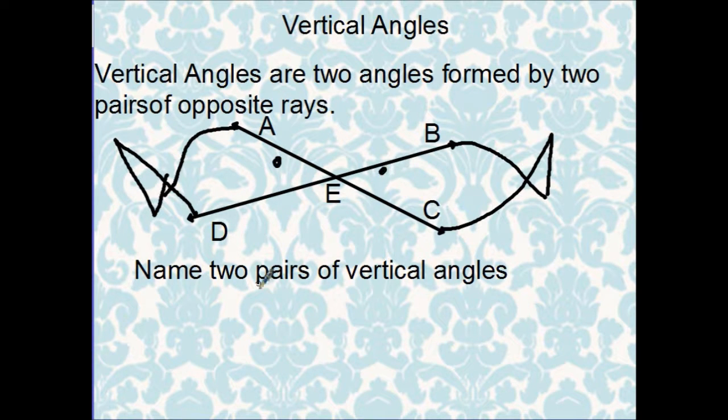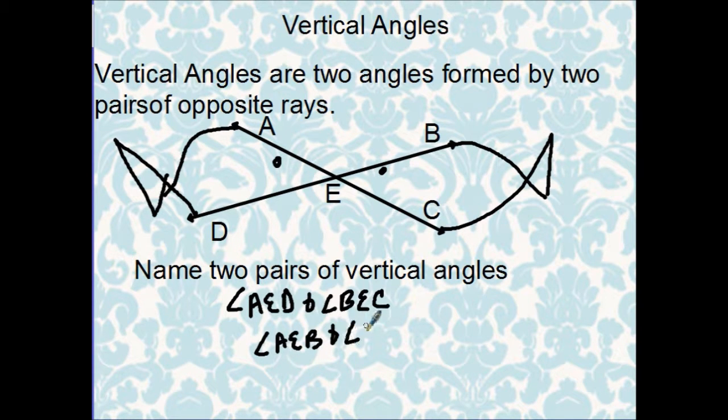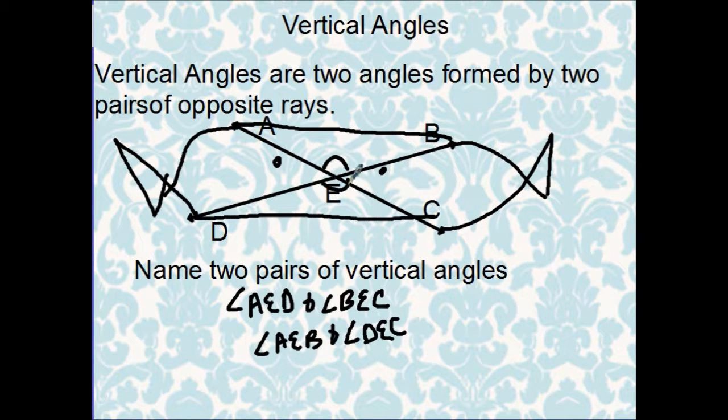In this case, one pair of vertical angles would be angle AED and angle BEC. Where would be the other pair of vertical angles? You should have angle AEB and angle DEC. Now, besides little fishy kissing, another way people think about vertical angles is as bow tie angles. If you think about a bow tie, or an hourglass even, where they meet, that's where those vertical angles are formed.